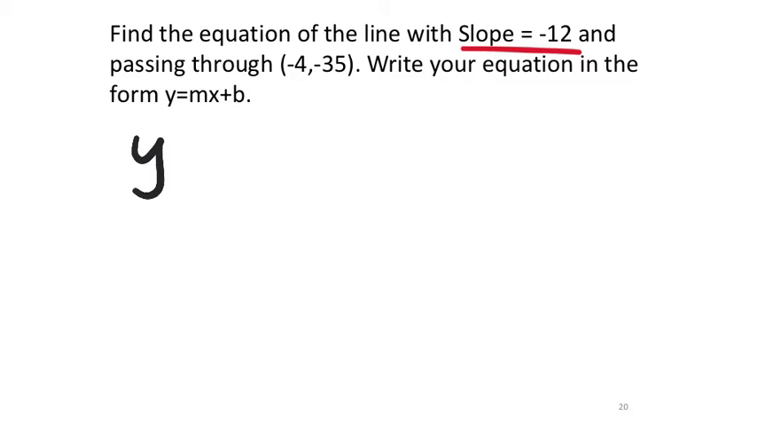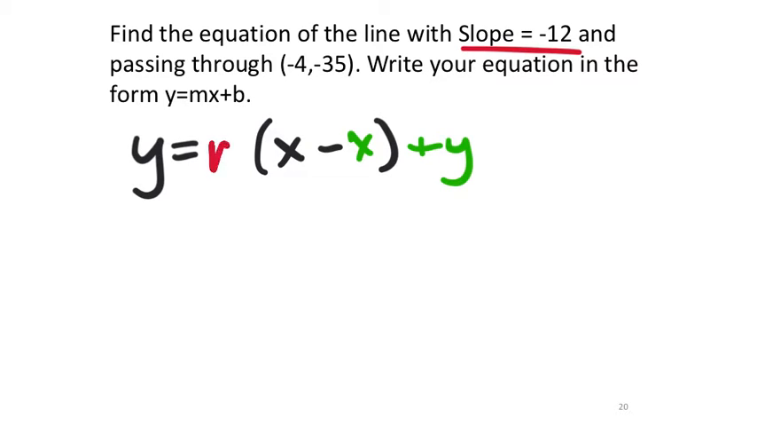Point-slope form it is. y equals m, and then x minus x. I'll put these in there, x minus x, and then plus the y there. Now, I put the plus y in green, by the way, because if it were negative, then I'd show that as a minus, okay? But right off the bat, they gave us a slope of negative 12, so I'll replace the m slope with negative 12, okay?